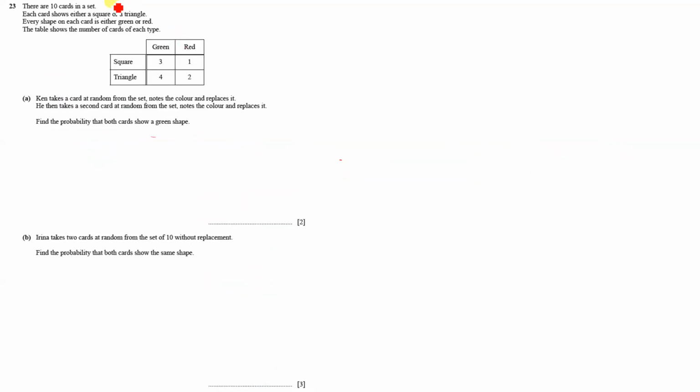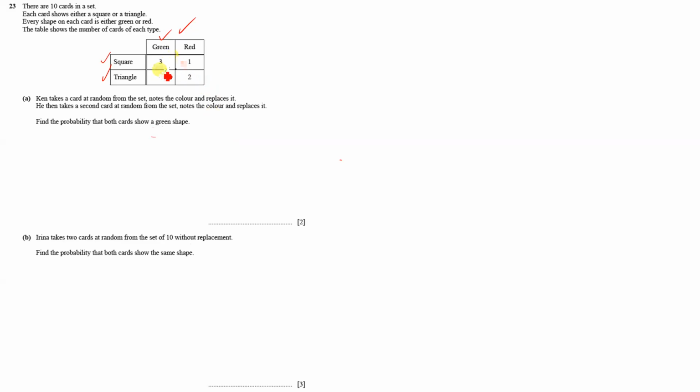Question number 23. There are 10 cards in a set. Each card shows either a square or a triangle. Every shape on each card is either green or red. So the table shows the number of cards of each type. Ken takes a card at random from the set, notes the color and replaces it. He then takes a second card at random from the set, notes the color and replaces it. Find the probability that both the cards show a green shape.